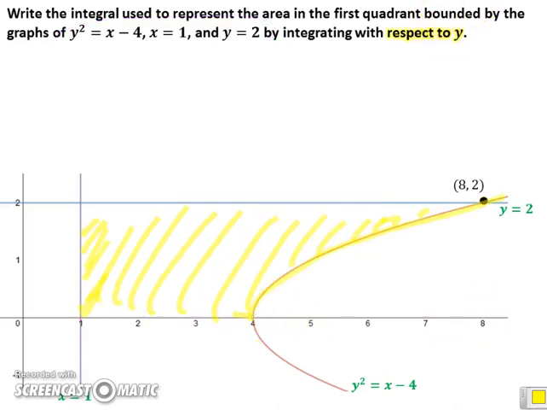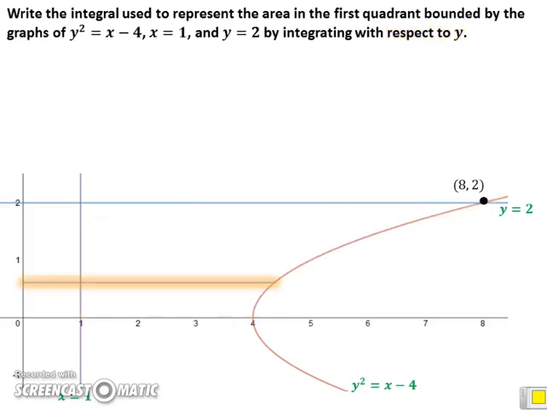Okay, so the right curve represents this y equals square root of x minus 4, but remember, if you have it solved for y, it means we're talking y coordinates. So we would be talking like this section here, if I draw vertical lines going down. Well, that's not what I want, I want horizontal. So I'm going to need to solve this for x.